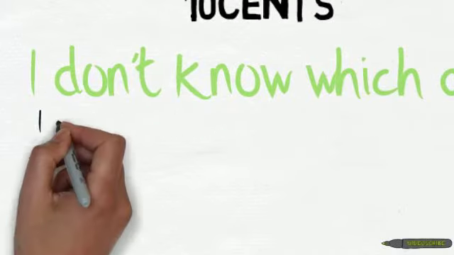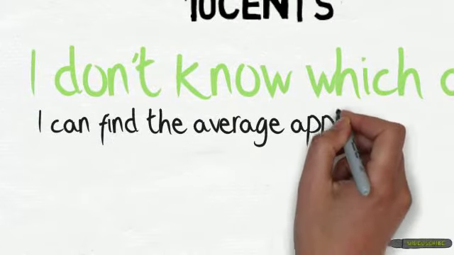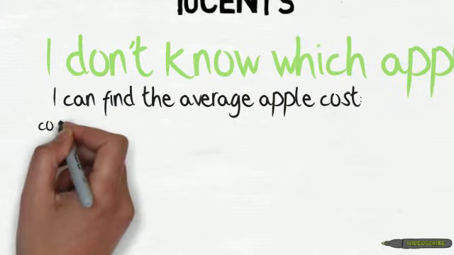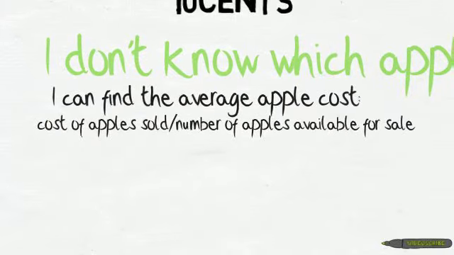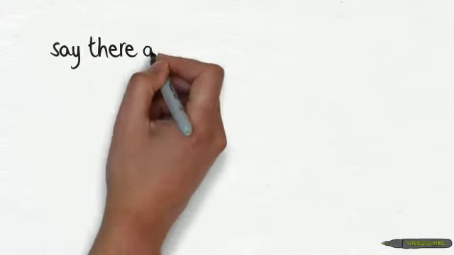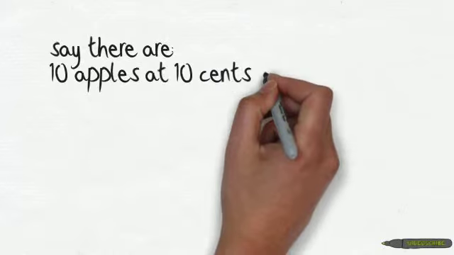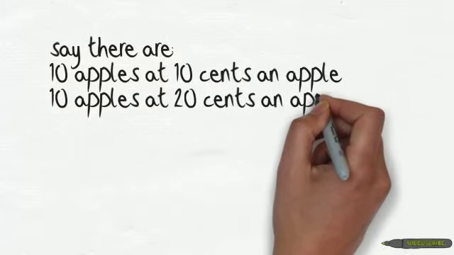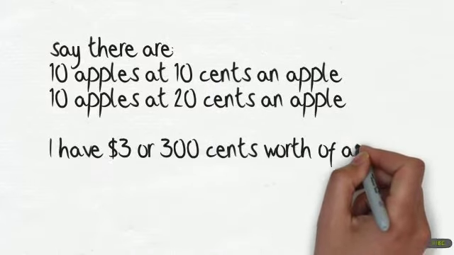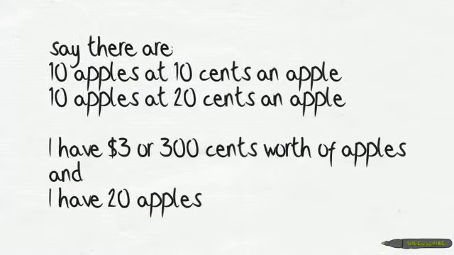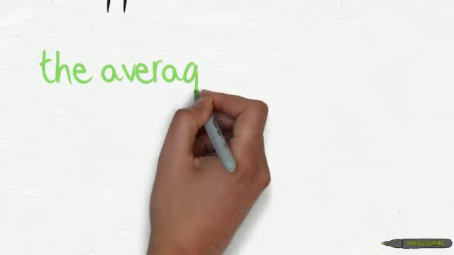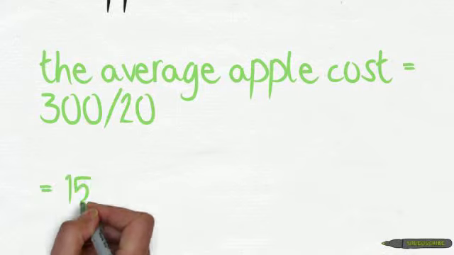I can find the average cost of an apple by dividing the total cost of all apples I had by the number of apples I had. So, imagine I bought 10 of each, 10 for 10 cents and 10 for 20 cents. What would the average cost of an apple be? All up, I have $3 worth of apples, and I have 20 apples. So, the average cost of an apple is 15 cents.